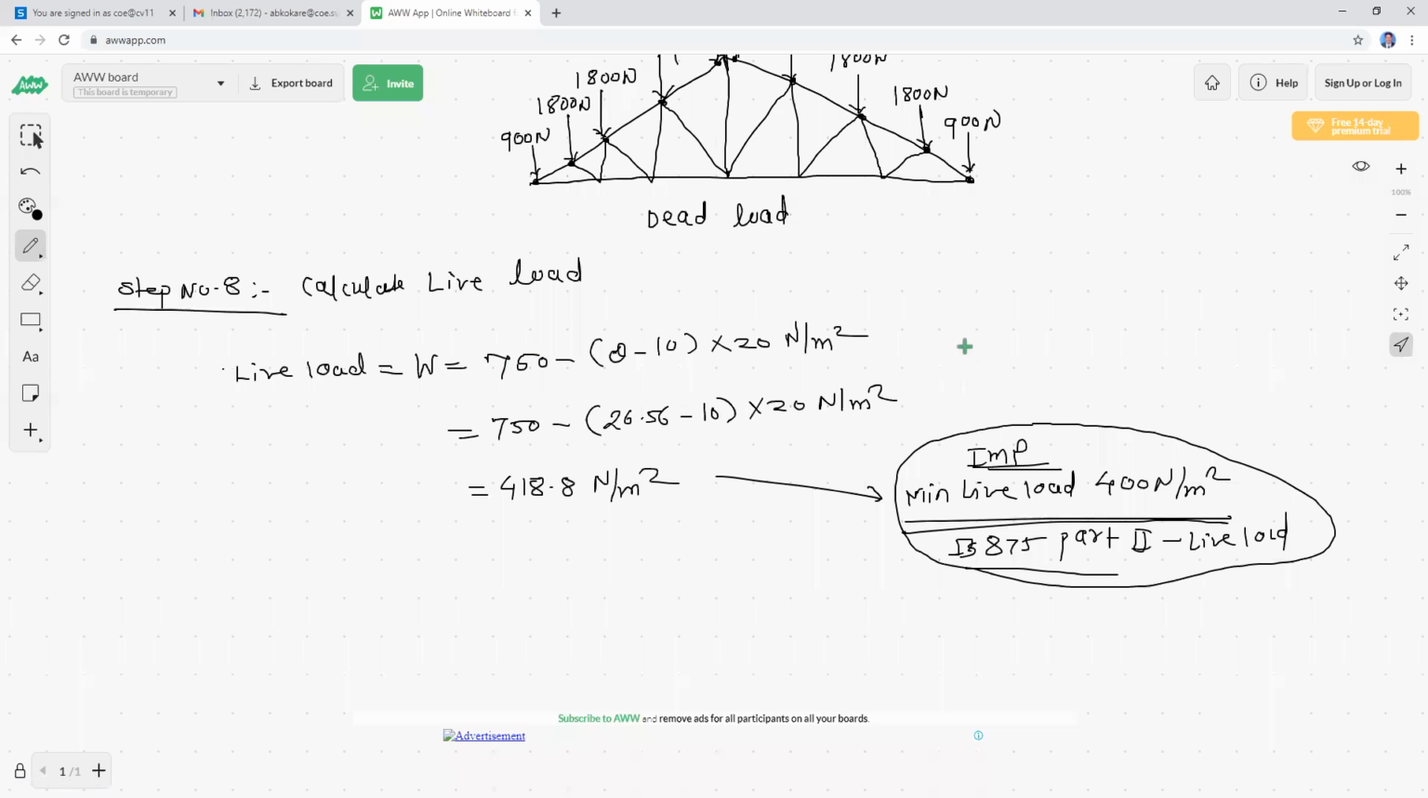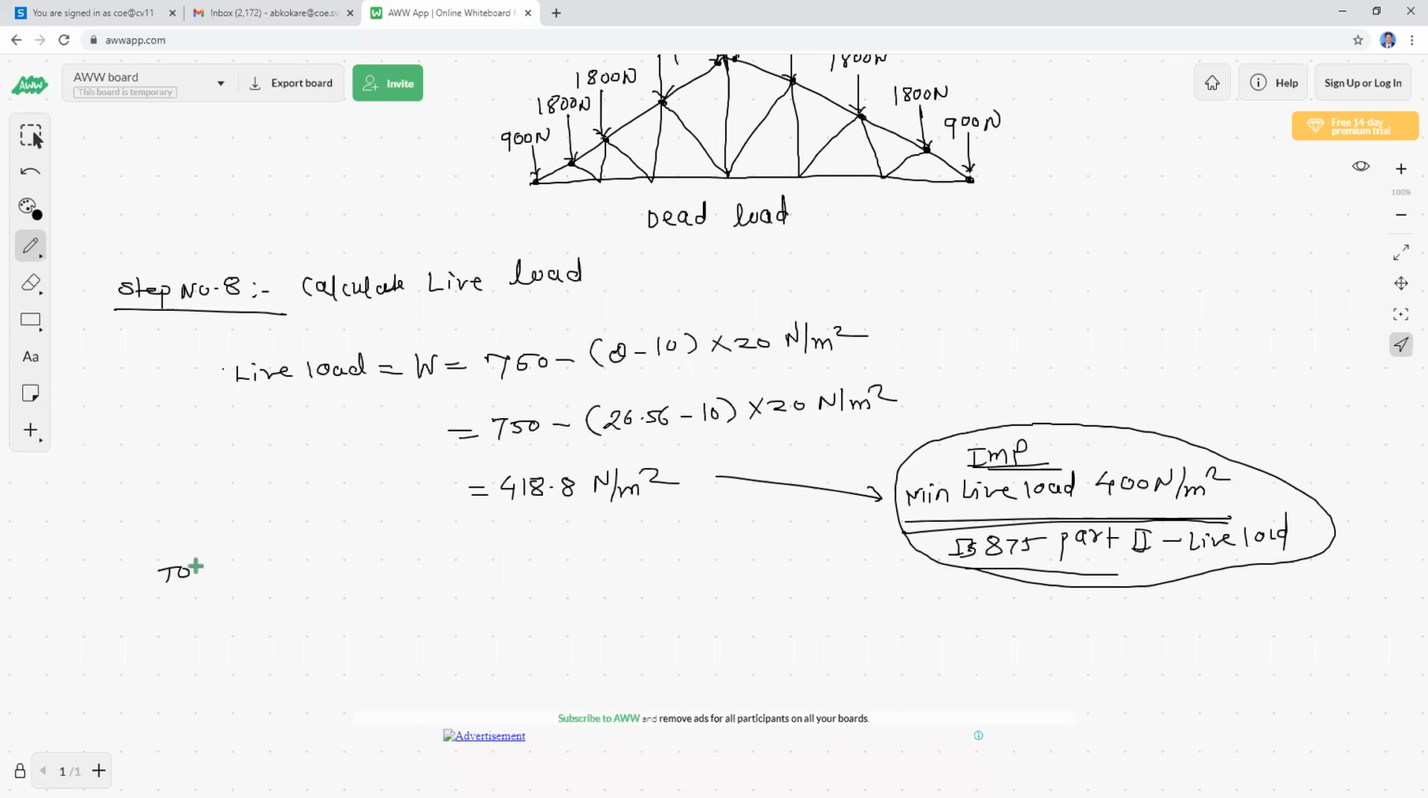So as I told you, this 750 value and 150 value that I have given in the design procedure, this is very important. Please write down this. These two different MCQs may be asked in examination. Okay. So now this is live load in Newton per meter square.